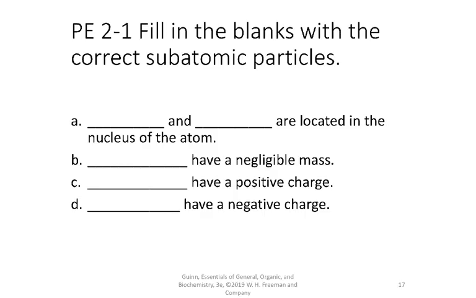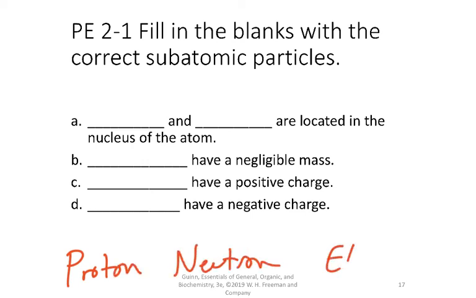Let's review the subatomic particles. This is practice exercise 2-1. Fill in the blanks. Blank and blank are located in the nucleus of the atom. Blank has a negligible mass. Blank has a positive charge, and blank has a negative charge. Your possible answers, remember, are proton, neutron, or electron.